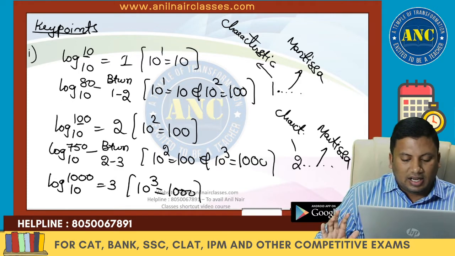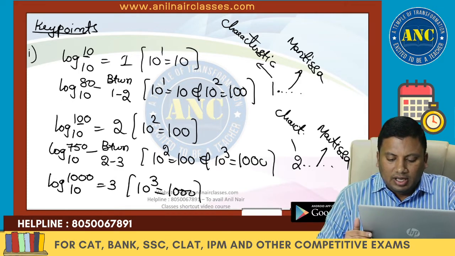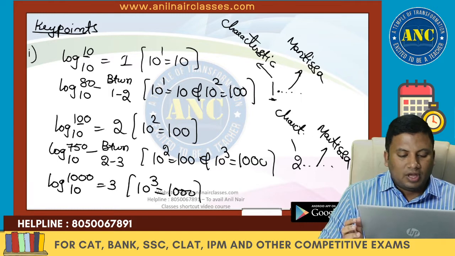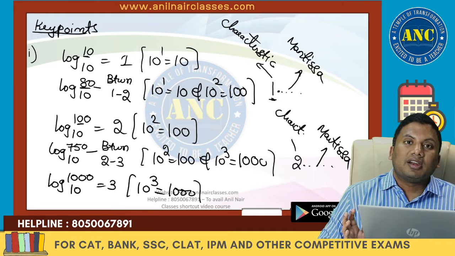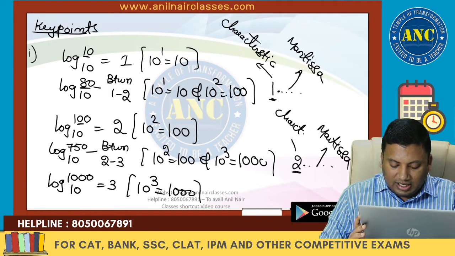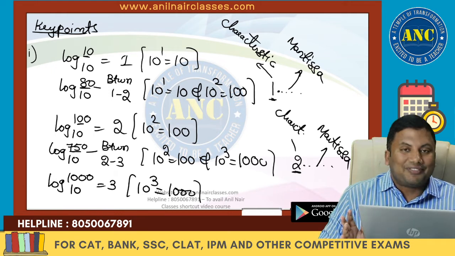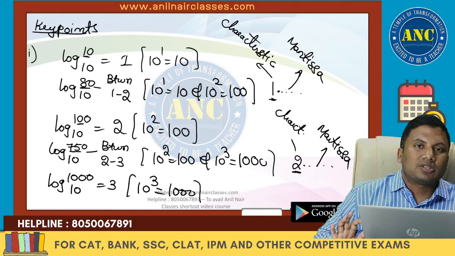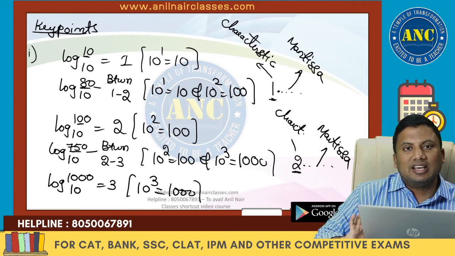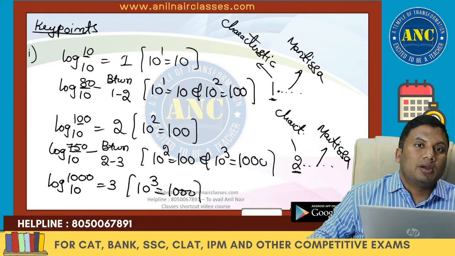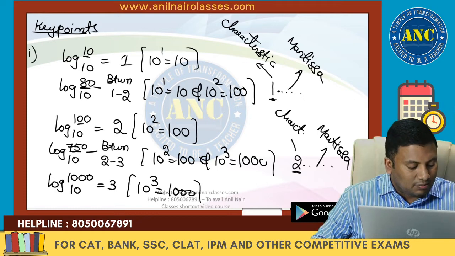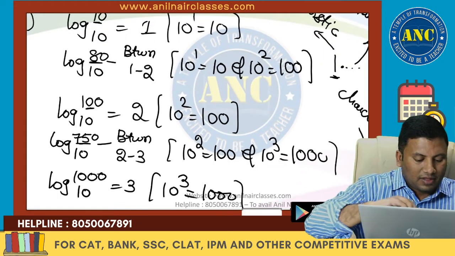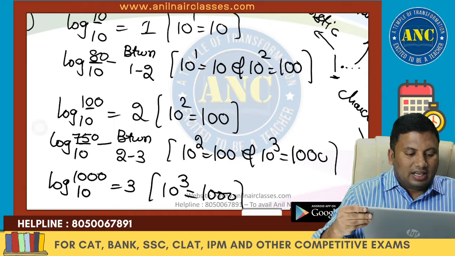I hope it is clear. Now one important point: here the characteristic is 1. How many digits are there for the given number? 2. Here the characteristic is 2. How many digits are there for this number? 3. If the characteristic is 3, the number of digits will be 4. If the characteristic is x, the number of digits will be x plus 1. Please make a note of this point. I hope the idea is clear.